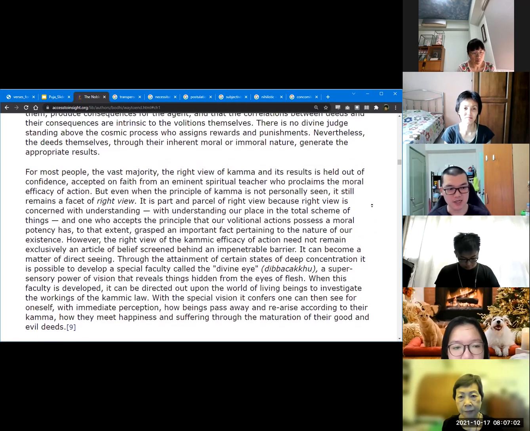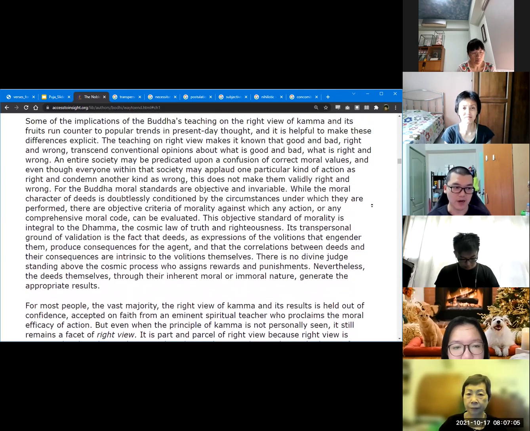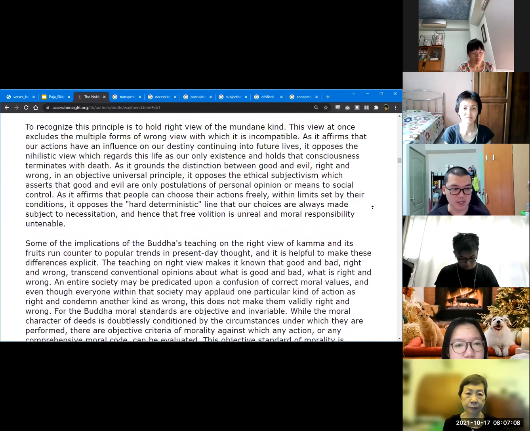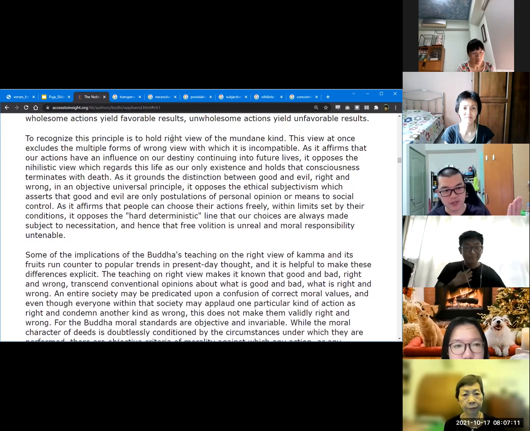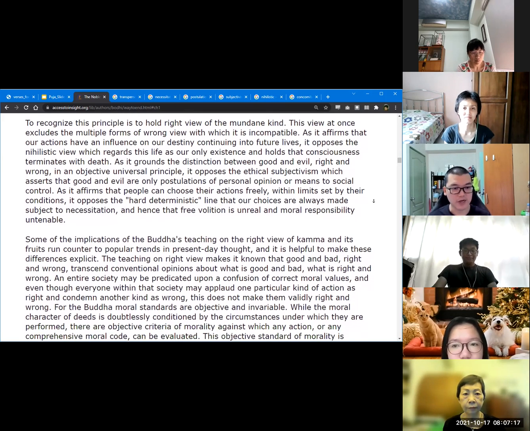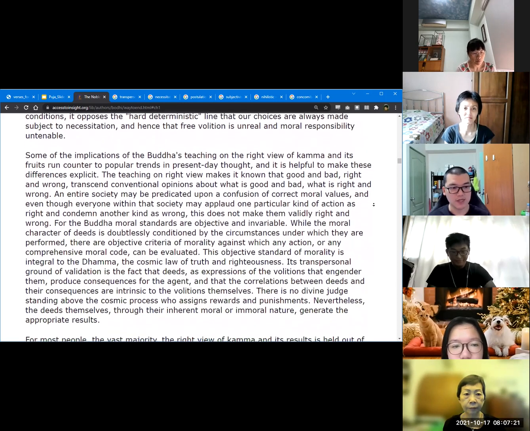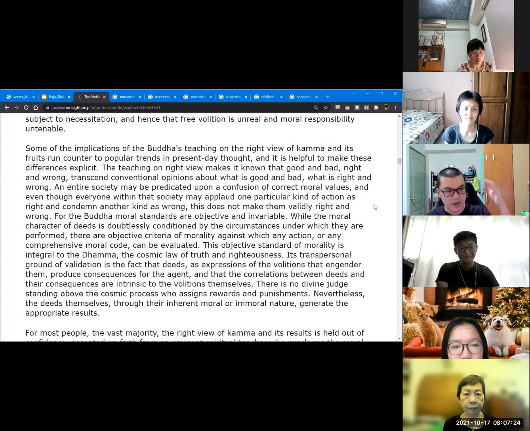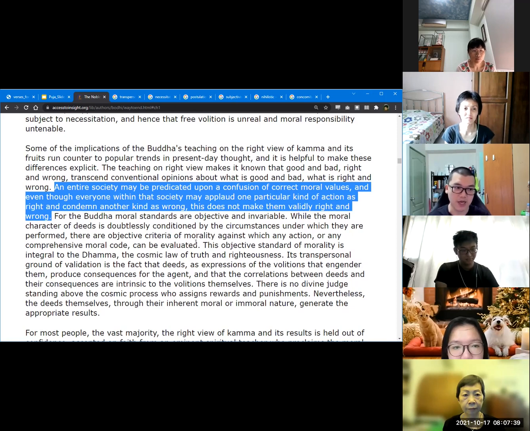Yeah, so the last three paragraphs that we read, firstly, any comments? It starts with explaining again that holding right view of the mundane kind is to recognize the principle of karma. The second paragraph talks more about this. Let me find the sentence: it does not depend on the society whether the karma works or not. It is in this sentence. I think this is a really good one. An entire society may be predicated upon a conception of correct moral values. Can you think of an example?